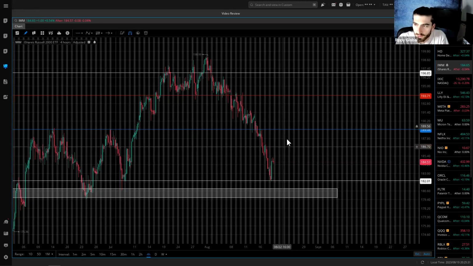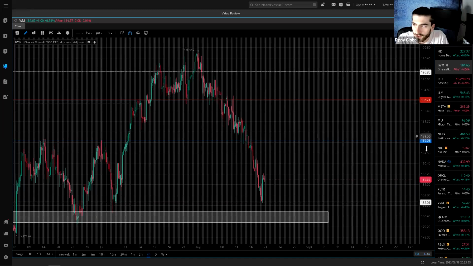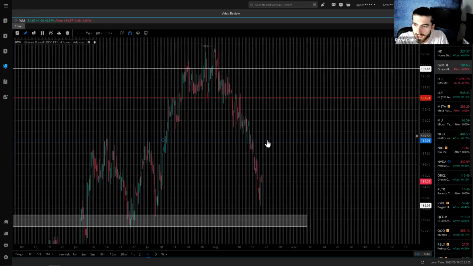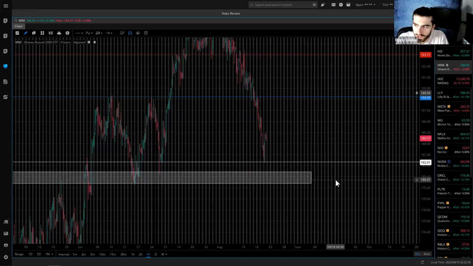If we push upside, we have a rejection zone at roughly $189 a share. And if we break back to the downside, we have 182. Breaking under that will lead us to 180 a share. IWM looking like it's about to bounce and form a left shoulder.